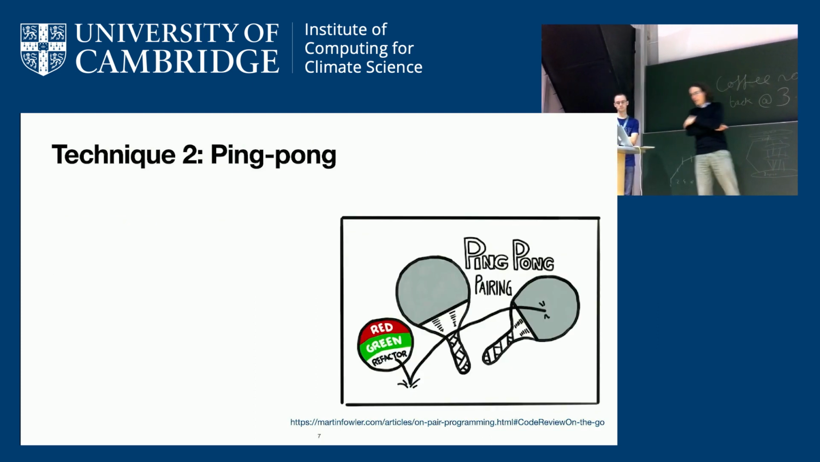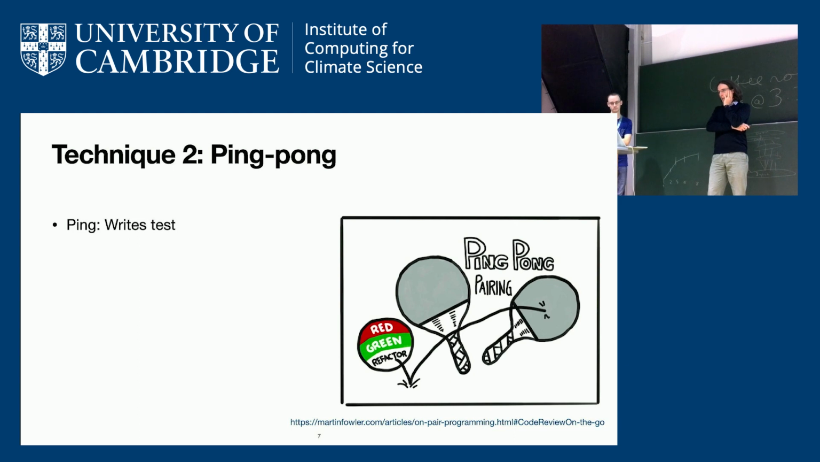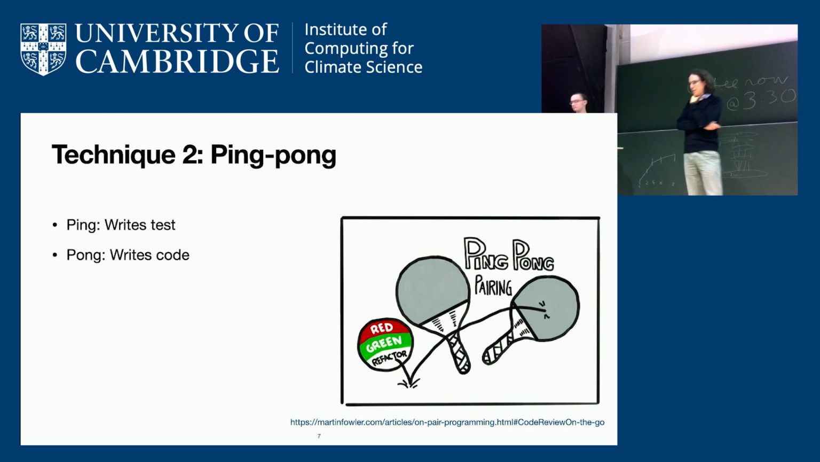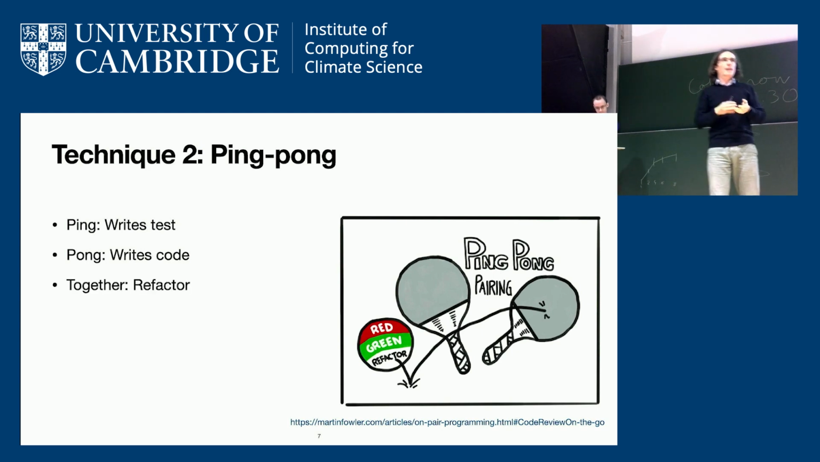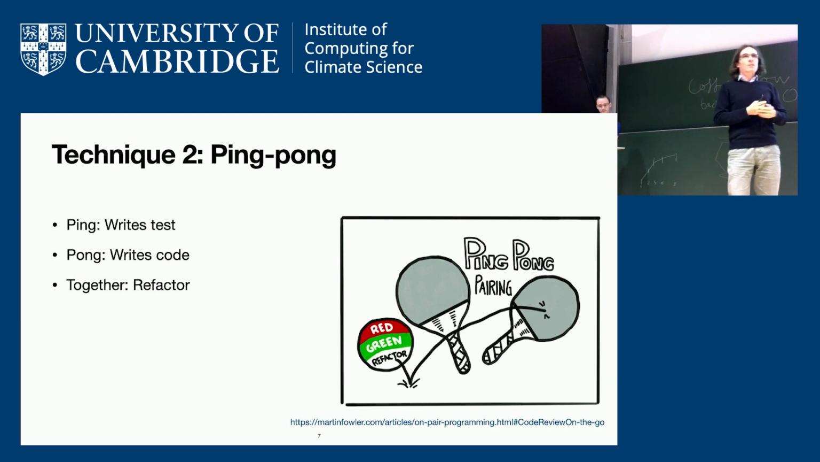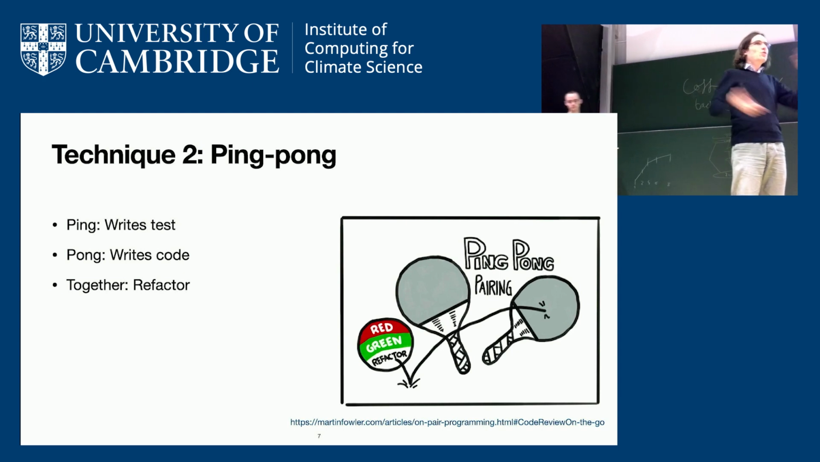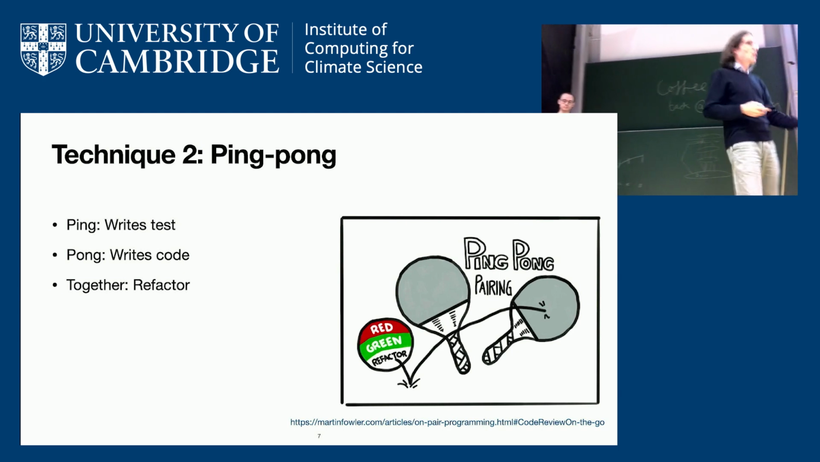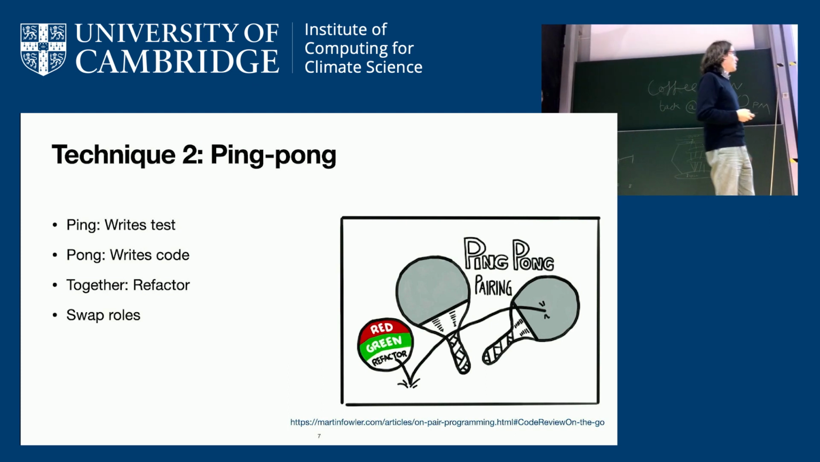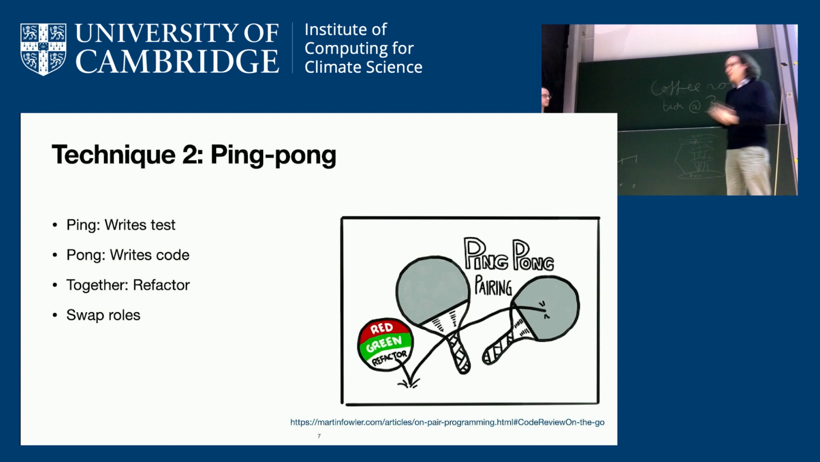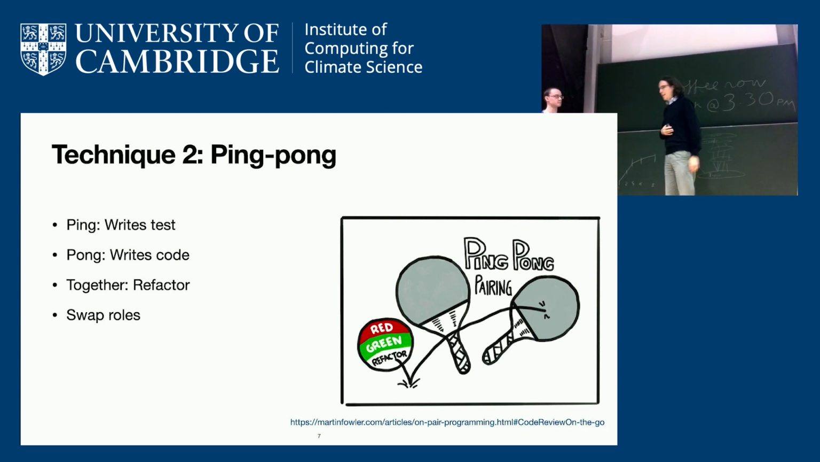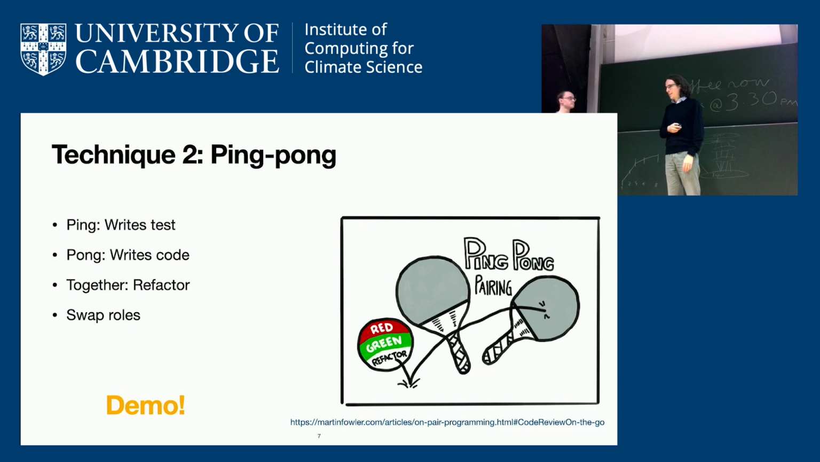Okay, here's another style. It's called ping pong. Again, it's two people. The first person does what's called a ping, where they write a test. The other person responds, pong, by writing the code to match that test, and then you talk together about whether it's a good implementation to match that test and whether any refactoring needs doing, and then you switch roles. The person who just wrote some code now writes a test, and so on. So you're alternating who's doing the typing, each taking turns to write tests and code. All right.